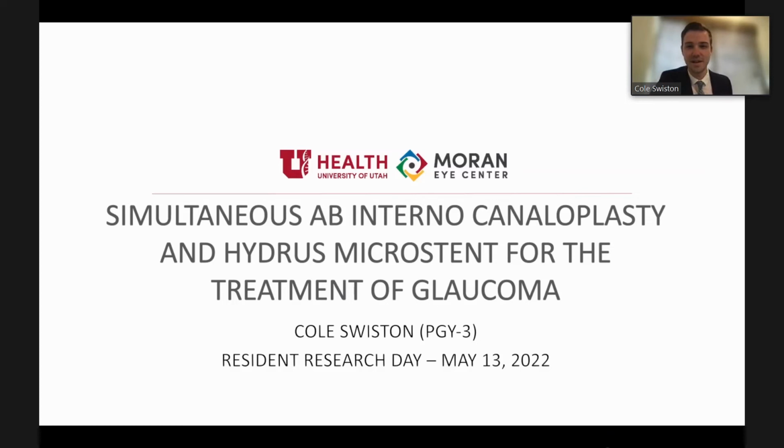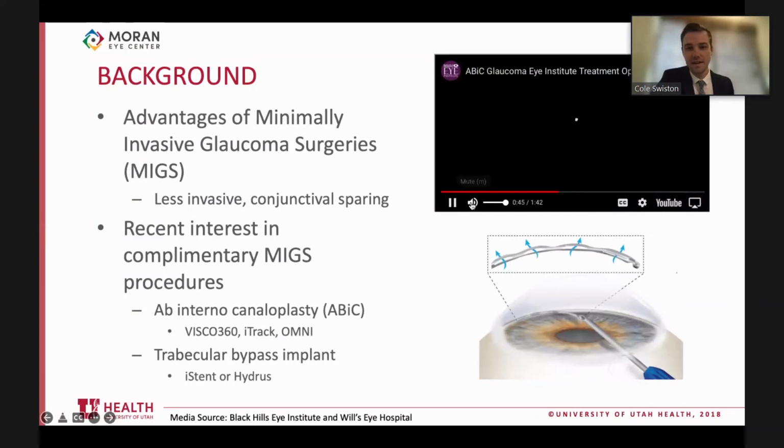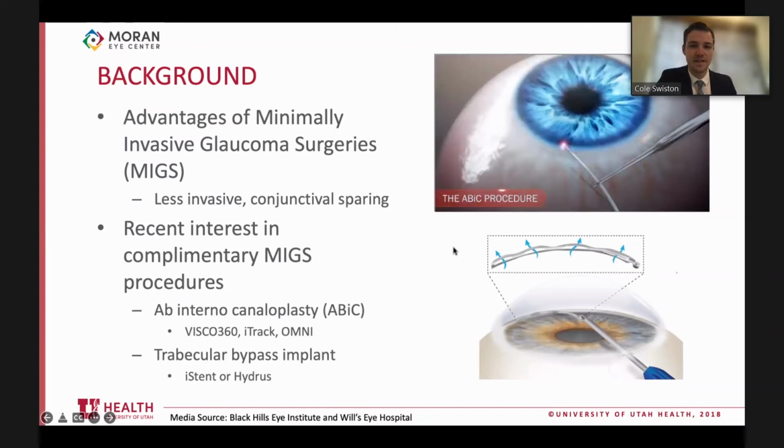And so I'm going to talk today about a unique cohort of patients who underwent a combination MIGS procedure at the Moran. MIGS is minimally invasive glaucoma surgery, which has been all the rage lately as it's less invasive than conventional incisional surgery and is also conjunctival sparing.